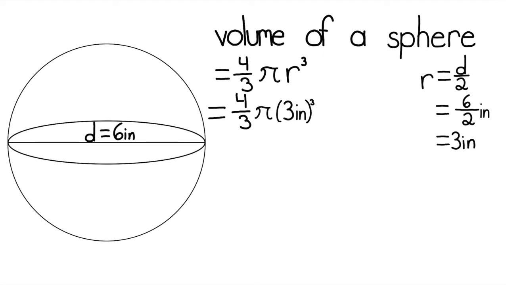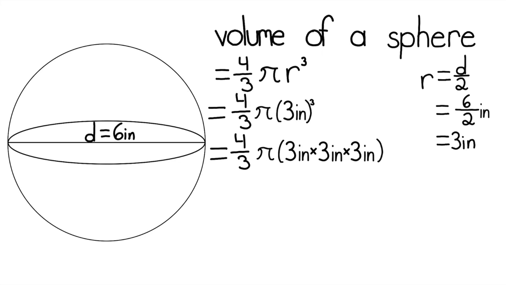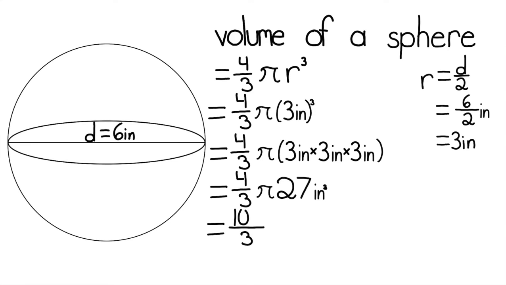Okay, so now we have that. Let's write how this would look. So it equals 4 over 3 pi times 3 inches times 3 inches times 3 inches. Right. So 3 inches times 3 inches times 3 inches equals 27 inches cubed. So let's write that in: 27 inches cubed. Right? So now that we have that, we're going to do 4 times 27, which would equal 108 over 3 times pi inches cubed.